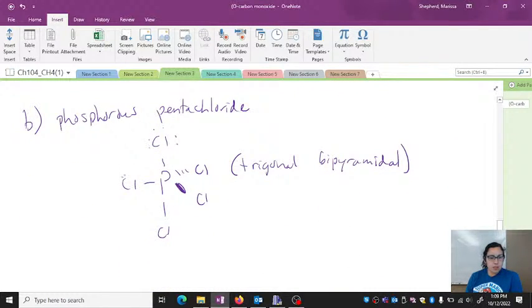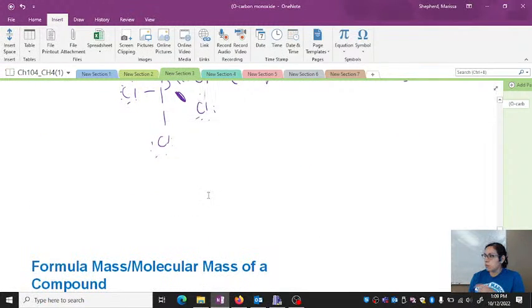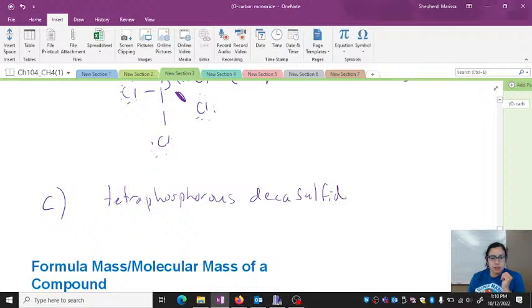And then what about the last one? Would it be phosphorus for decasulfide? Instead of the 4, what should we put? Tetra. So tetraphosphorus and decasulfide. So don't forget covalent compounds: remember, those are nonmetals plus nonmetals, all on the right side of the periodic table, so you have to use your prefixes.